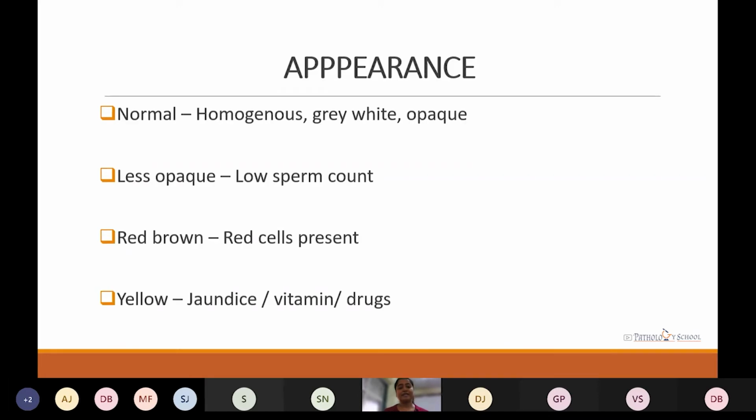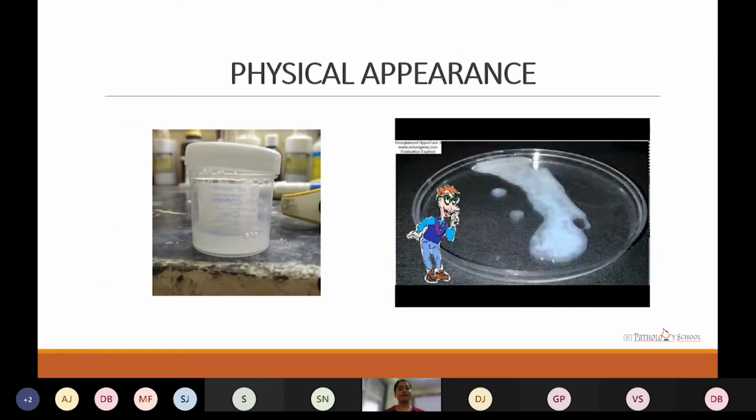Okay, so appearance. Basically, normally the semen is homogeneous, opaque, and grayish white in color. If it is less opaque, then it indicates a low sperm count. If it is yellow, then it indicates either the patient might be having jaundice or be on vitamins or any kind of drug. And if it is reddish brown, then it indicates the presence of RBCs. Here is a picture of how it looks.